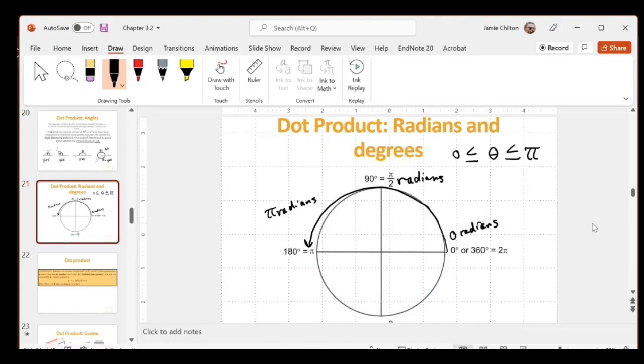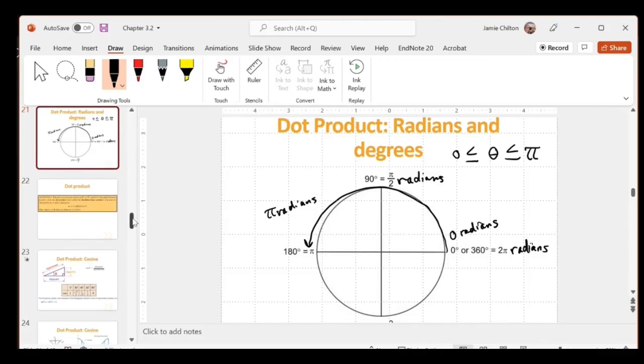So just a little bit here. If you do go all the way 360, that's going to be 2 pi radians, if you went all the way around the circle. So just a little refresher there in case you didn't remember how many degrees you were going in terms of pi radians. Okay, give me a second, my computer has frozen a little bit.